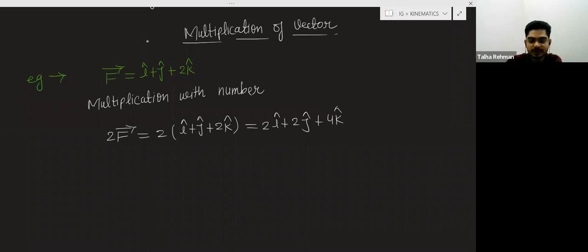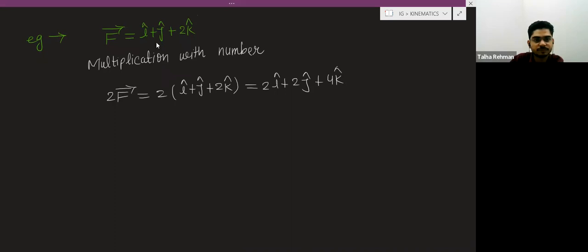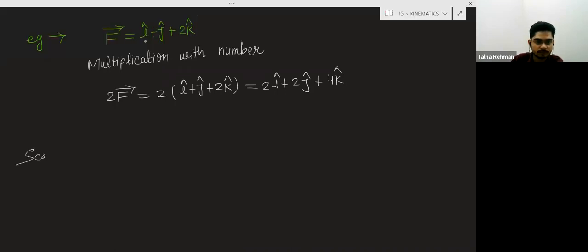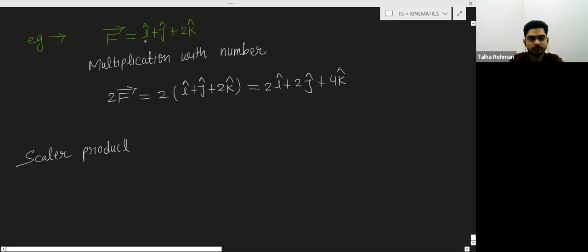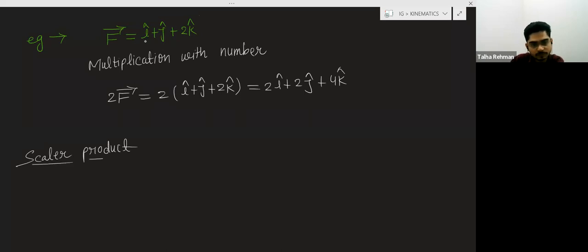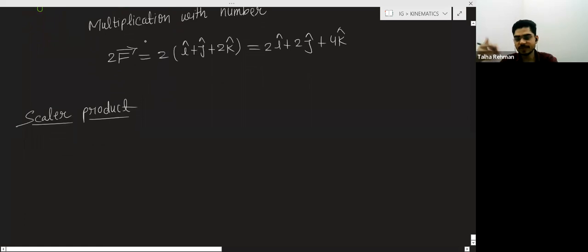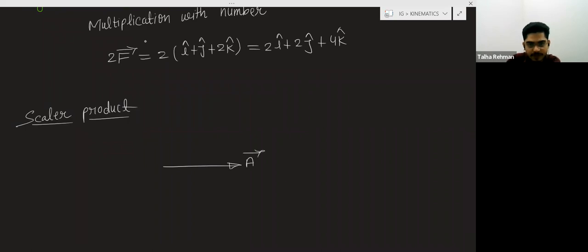Okay, now we will discuss the scalar product. So what is the meaning of the scalar product? For example, suppose you have two vectors, this is your A vector and this is your B vector. Both of these vectors are at angle theta.